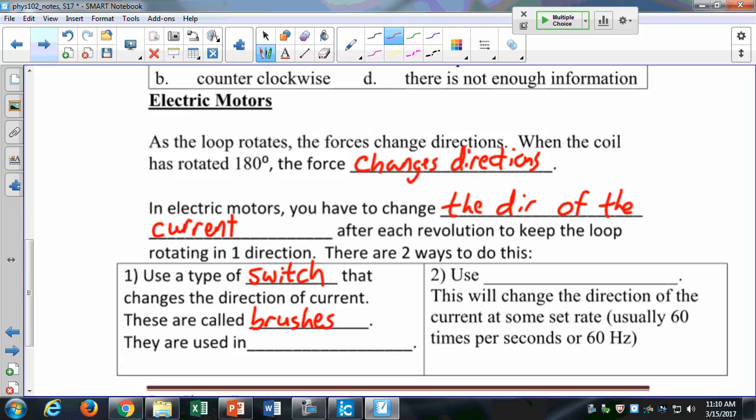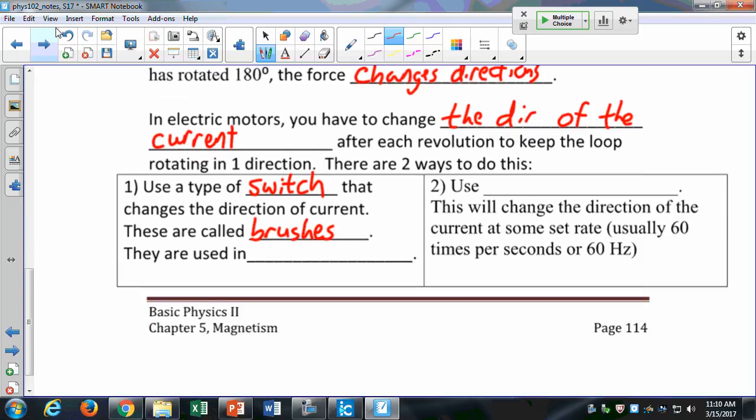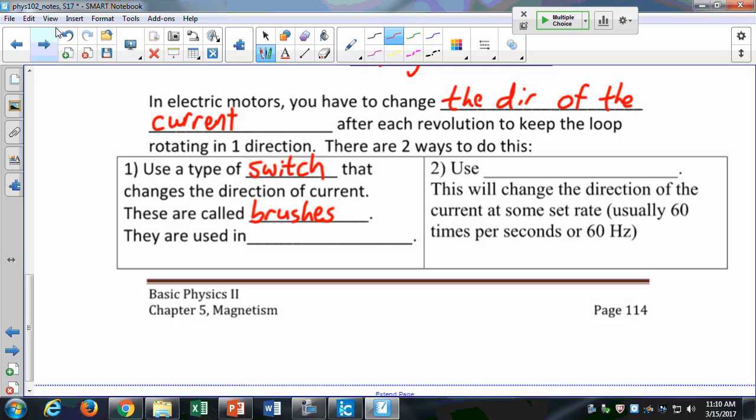You might have heard that you have to change out the brushes on your motor. That's what they do, they change the direction of the current every half revolution. And they're used in DC motors. That means direct current motors, the type of current that we're talking about, where the current always has a constant value. It's always plus 2 amps or whatever it happens to be.